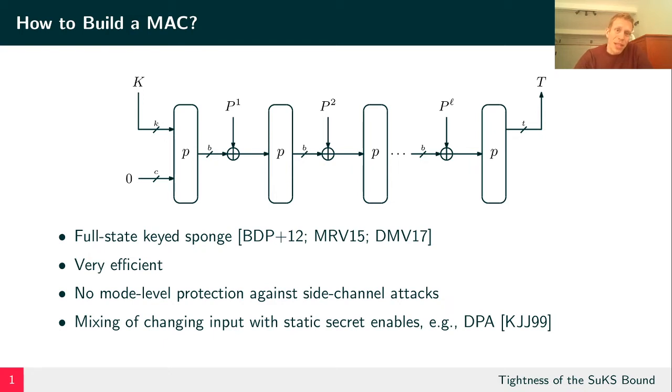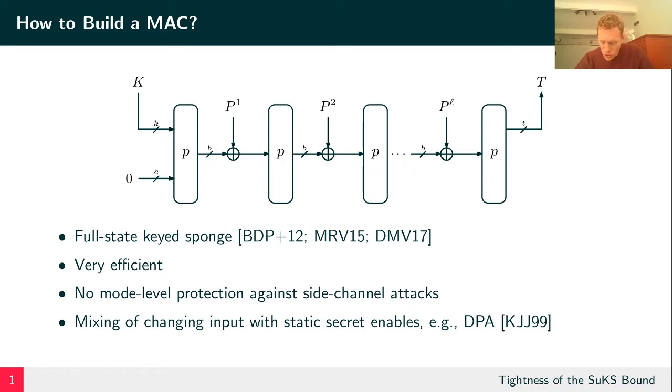As a matter of fact, the attacker can be quite powerful, because if you have the key filled with zeros, you permute, you get a secret state, and the attacker has full freedom to add values to the secret state. Namely, the block B1 can be chosen by the attacker, and the attacker has full freedom to manipulate the state, and this way it can enable DPA, differential power analysis.